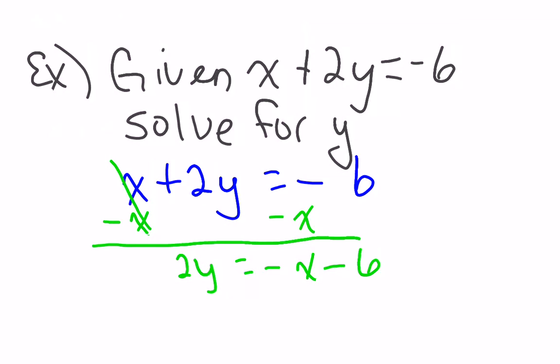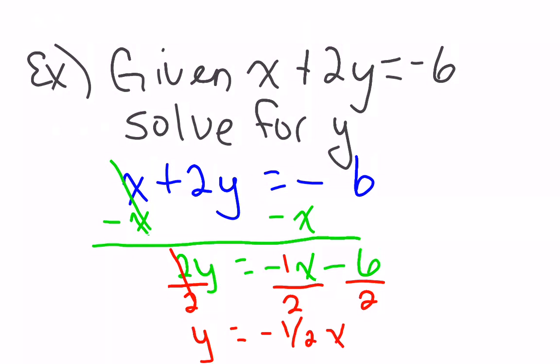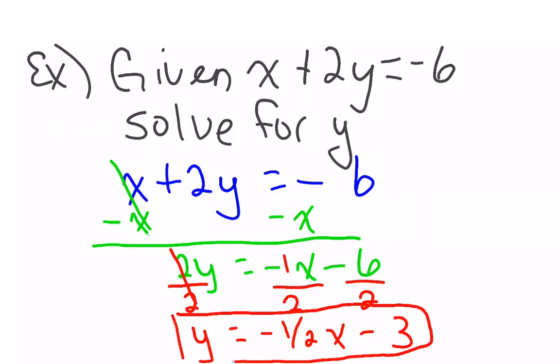It's multiplied, so to undo it we divide by 2, but we have to do it to each term. And so over here, 2 divided by 2 is 1y. Remember that there's a 1 here, so that's a -1/2 times x, which can be written that way as well. And then 6 divided by 2 is 3, so -3. And now y is all by itself, so there is our final answer, y equals -1/2 x minus 3.